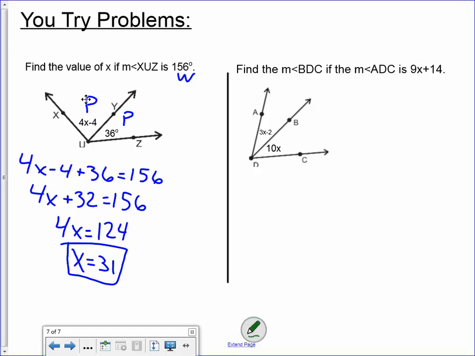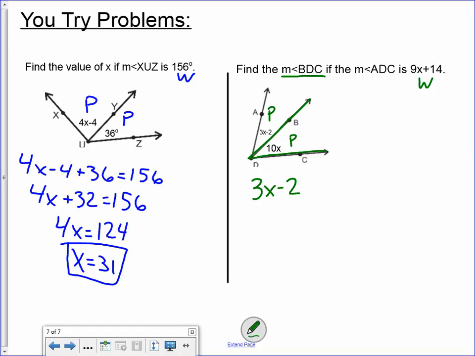With the second question, it said find the measure of angle BDC. Your final answer should have been this angle measure right here. So find the measure of angle BDC if the measure of ADC, which is the entire thing, is represented by 9x plus 14. So let's label everything. 3x minus 2 is a piece. 10x is a piece. And 9x plus 14 is the whole thing.